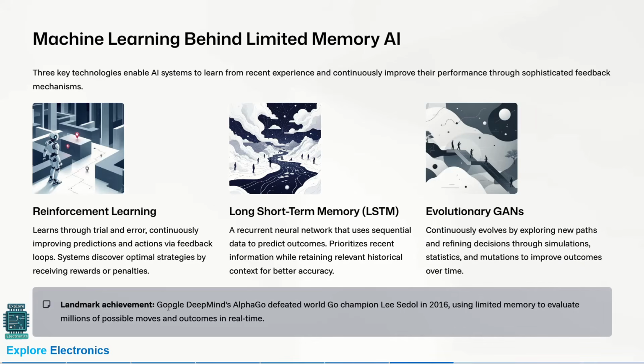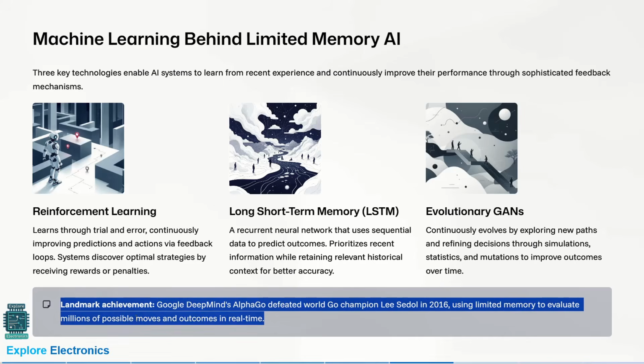So the landmark achievement is that Google's DeepMind's AlphaGo defeated World Go champion Lee Sedol in 2016 using limited memory to evaluate millions of possible moves and outcomes in real time. This is the real-time landmark achievement of this limited memory AI.